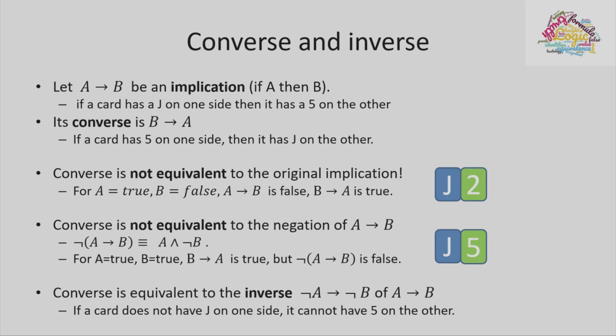If you have a card with a J on one side and 2 on the other, it will make, if it has a J, then it has a 5 false. But it would do nothing to, if it has a 5, then it must have a J.